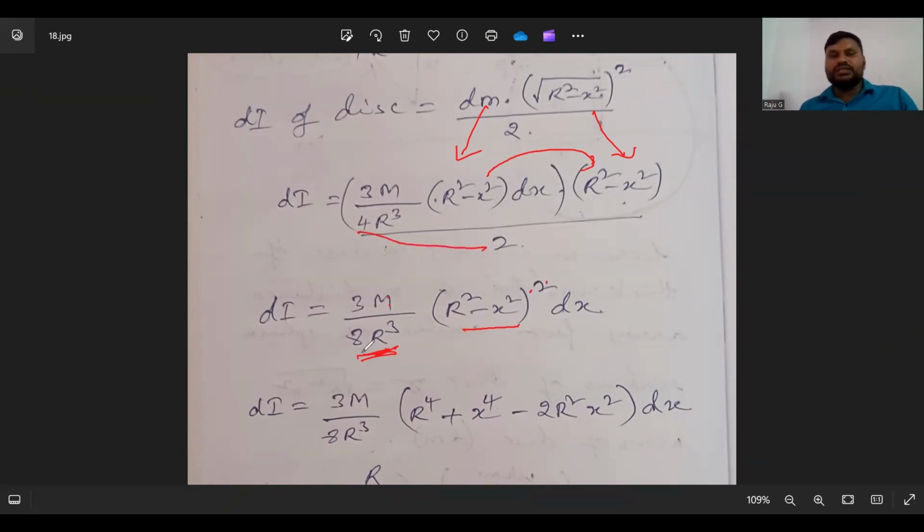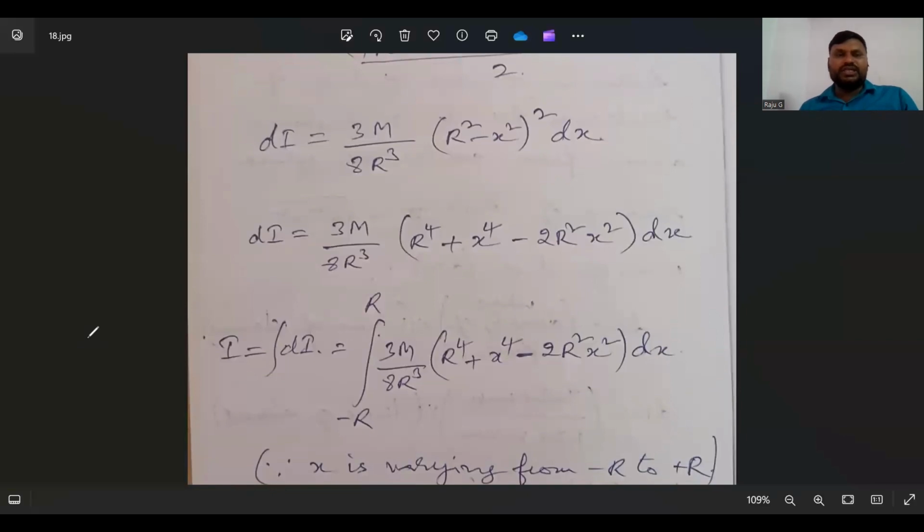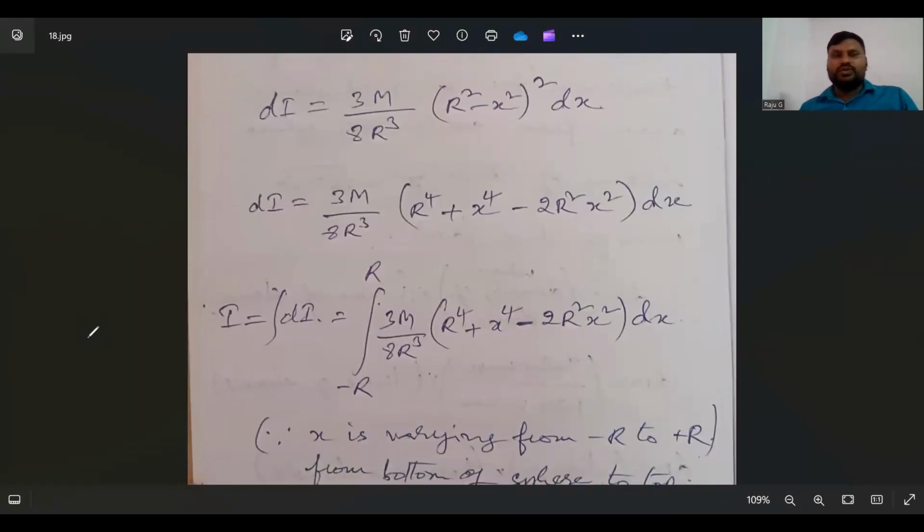4 into 3 is... 4 into 2 is 8, and therefore 3m by 8 r cube into the integral of (r square minus x square) whole square into dx. Now expand r square minus x square using the a plus b whole square formula. Here a is this and b is this. Since it is a minus b, we take the a minus b formula.